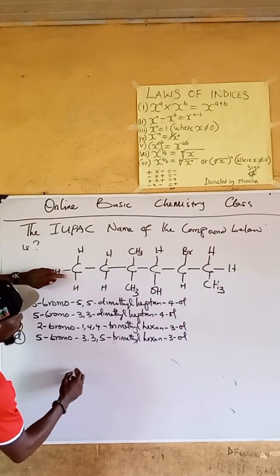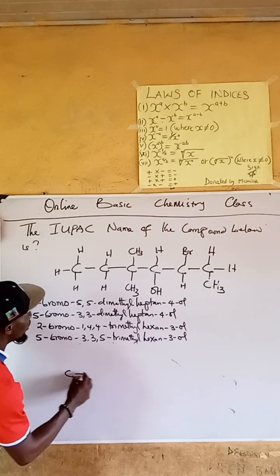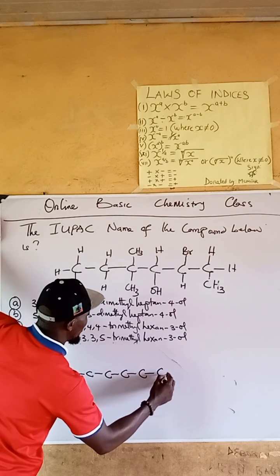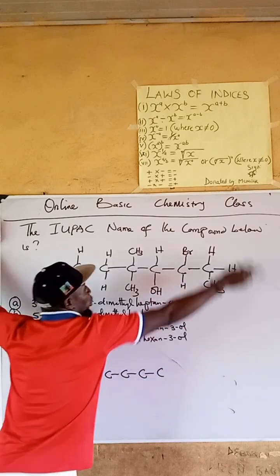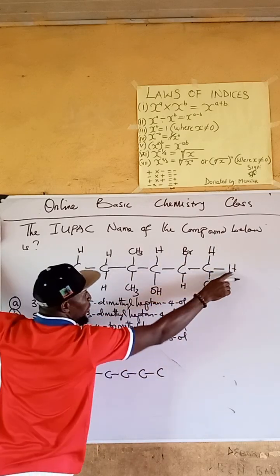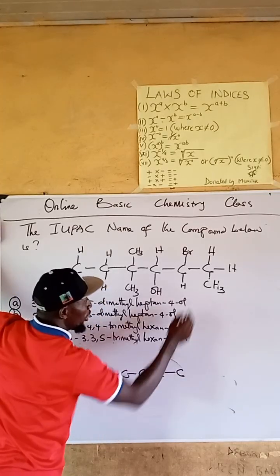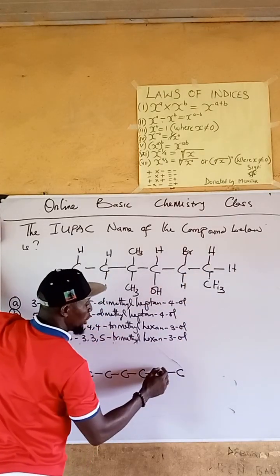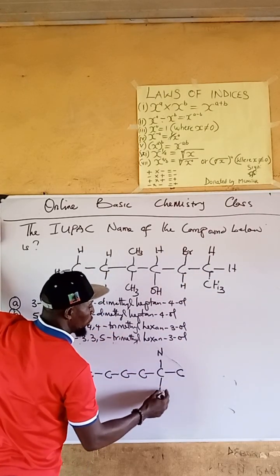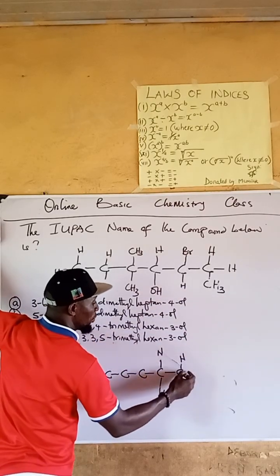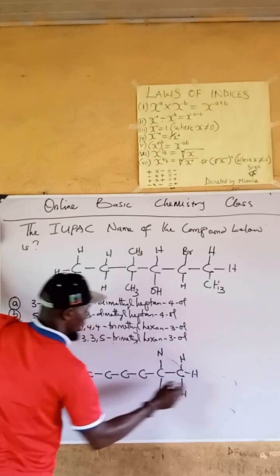I can restructure this to be C1, 2, 3, 4, 5, 6. Now, this one that is done, I make it a straight chain. Then this carbon is attached to this other carbon. I make it a straight chain. This carbon has two hydrogens, so I put the hydrogens here. This carbon is also attached to this group. So you see the same thing. Are you following?